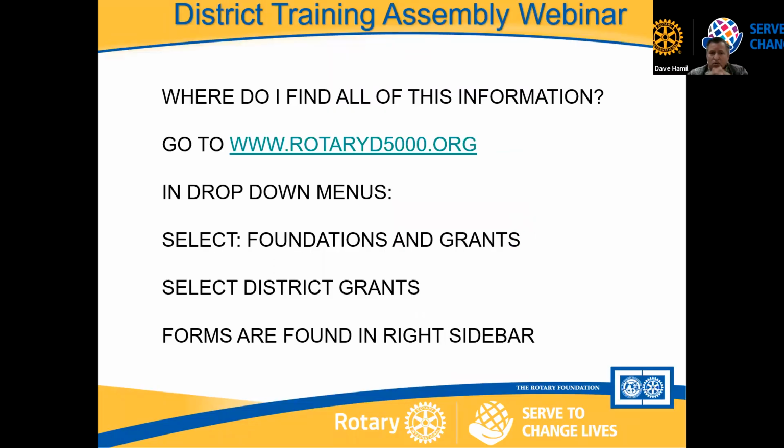So here's where you'd go to find all this information. All of the qualification forms, the allocation, and the application and final report itself are all in the same spot on the District 5000 website.